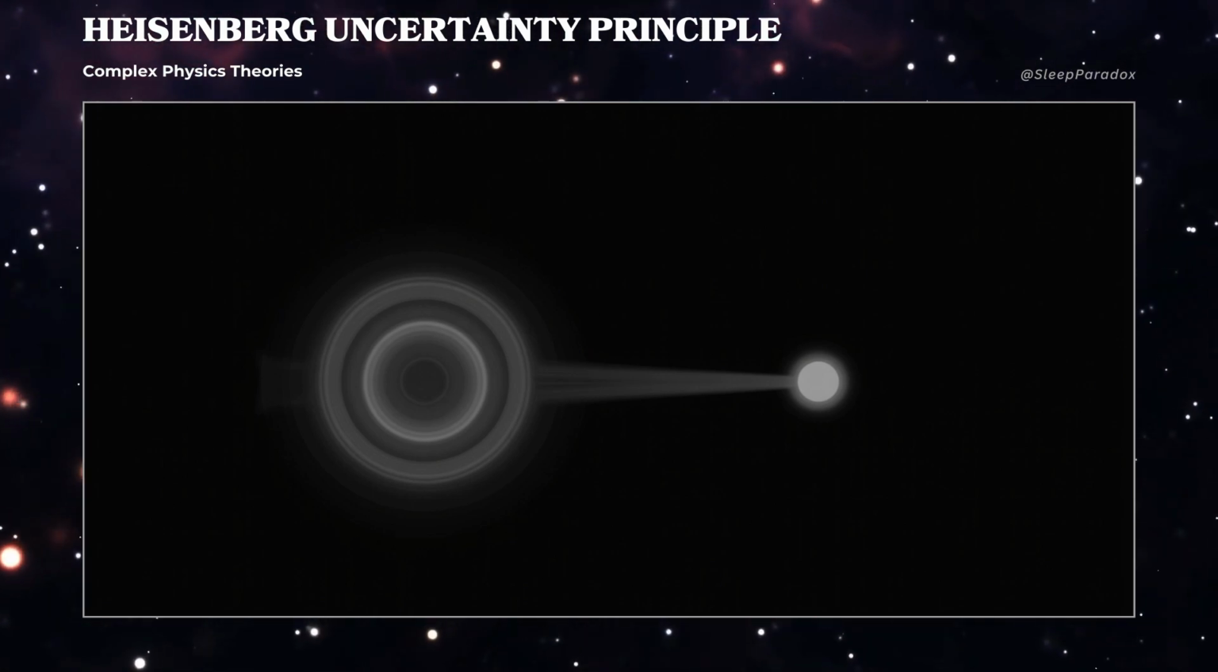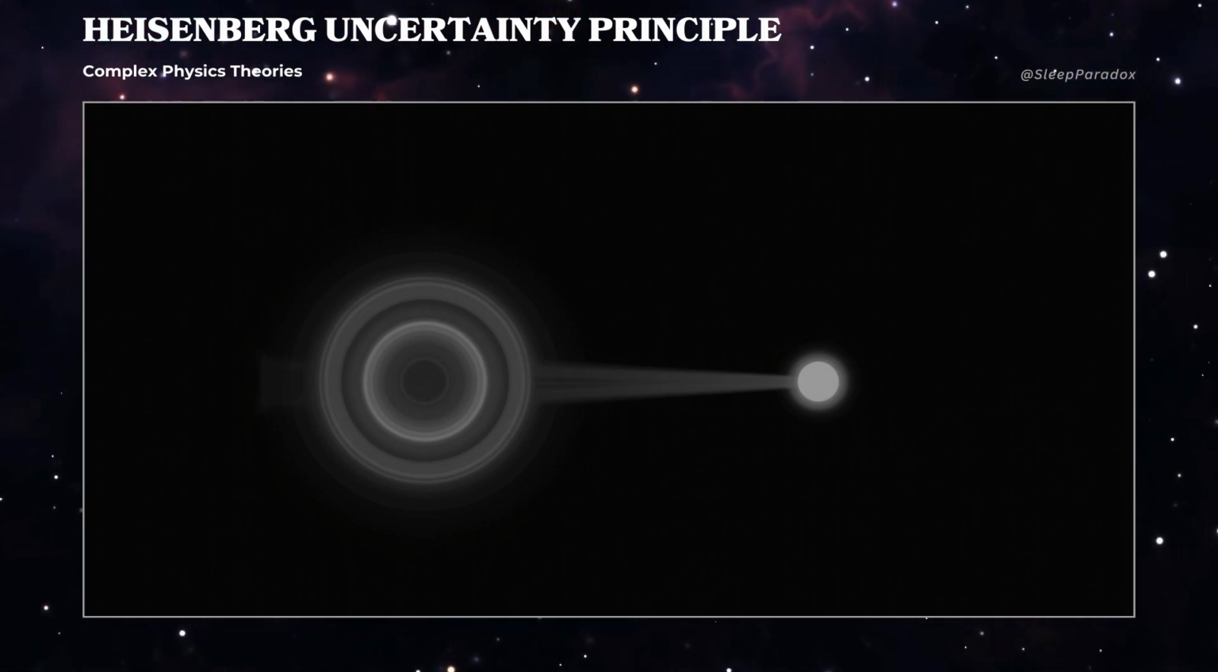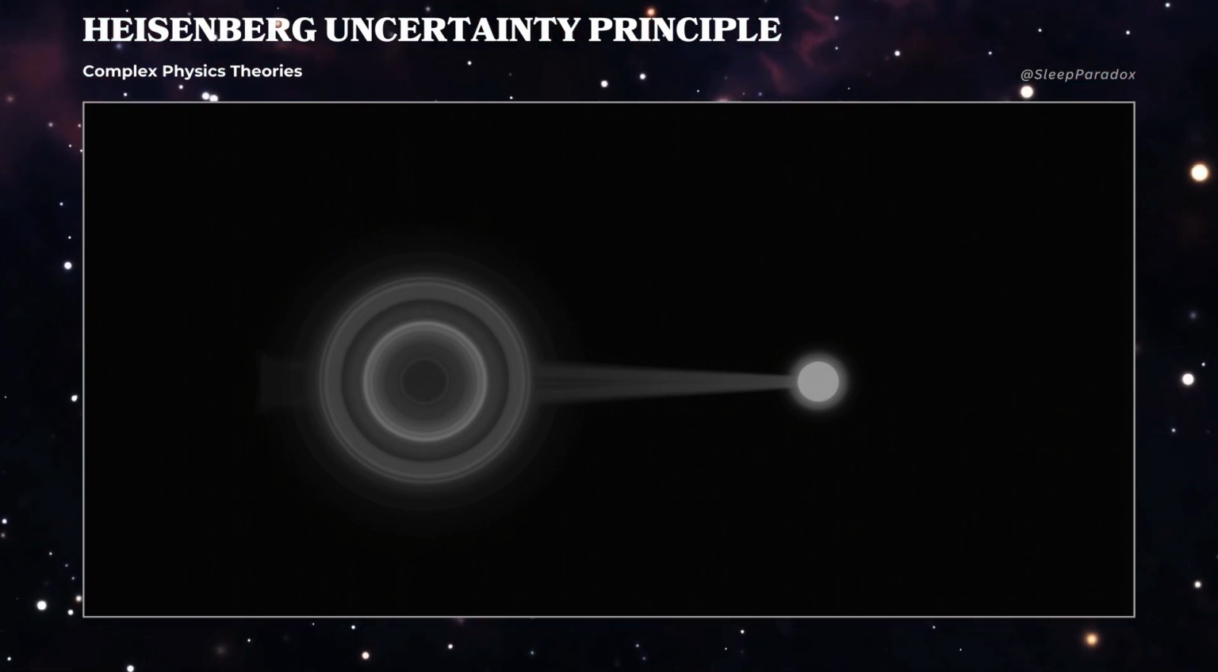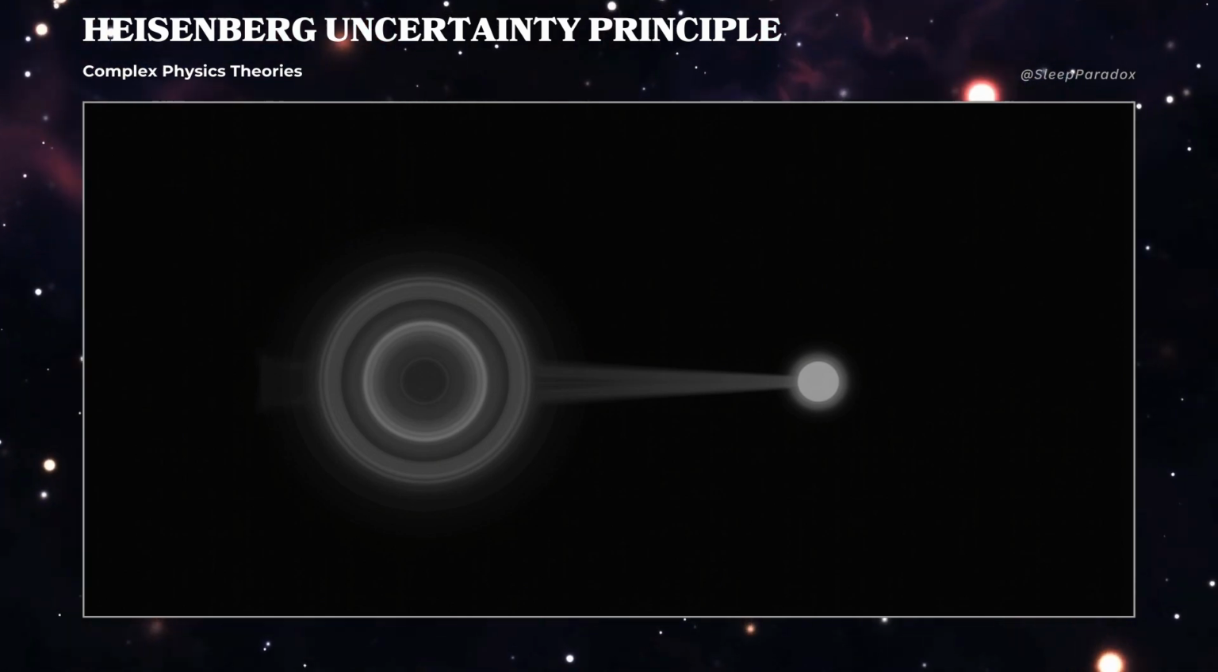This equation sets a lower bound. You cannot reduce the uncertainty below this limit, no matter how advanced your technology is. It is not a matter of better measurements. It is the nature of the system itself.